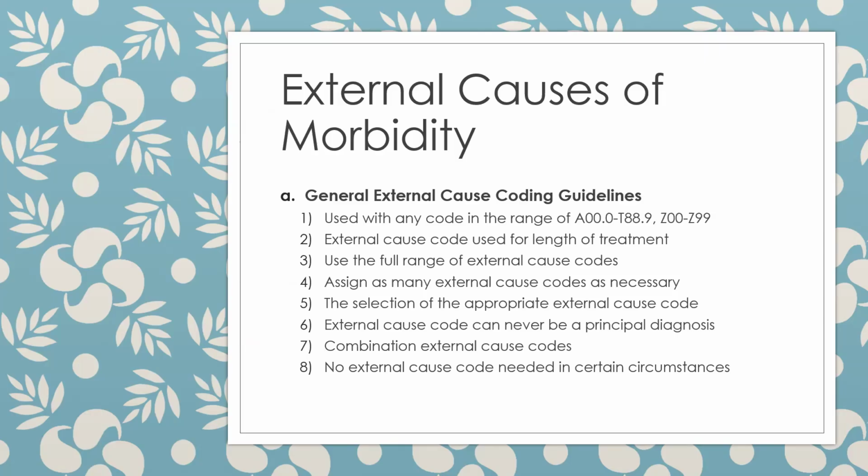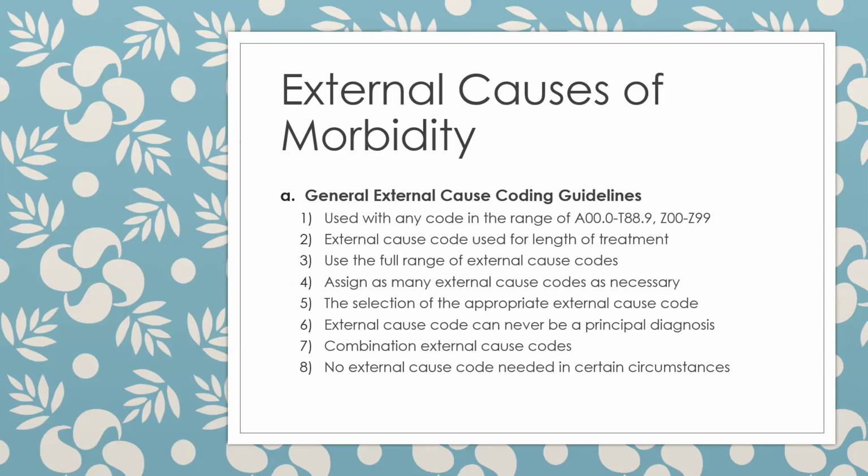Seventh character combination codes also are applicable. Combination external cause codes are certain external cause codes that identify sequential events that result in an injury, such as a fall, which results in striking against an object. The injury may be due to either the event or both. The combination external cause code should correspond to the sequence of events regardless of which caused the most serious injury.